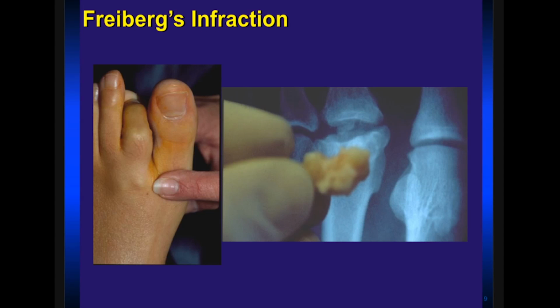Freiberg's infraction is shown here radiographically. This can sometimes be treated surgically with reshaping of the second metatarsal. This is what was done in this basketball coach who was symptomatic. You can see her deformity of the second metatarsal there, and this is what Freiberg's infraction looks like, described by an orthopedist from Cincinnati, Ohio, Freiberg.